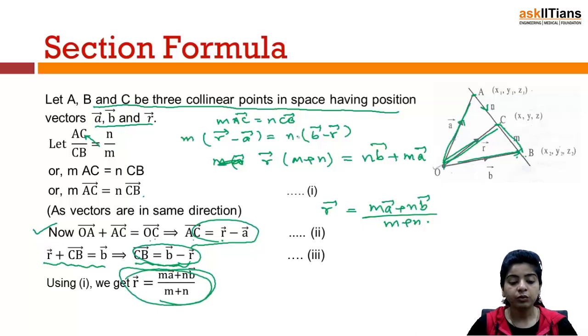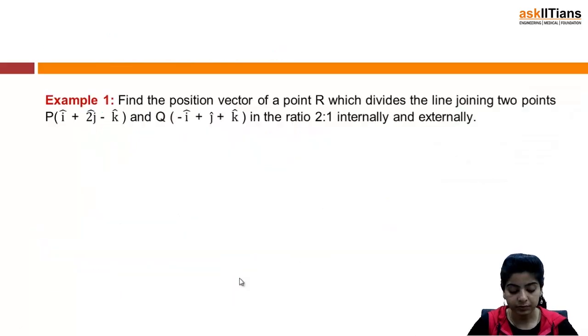So what you need to note here is that if you have a case like this, when this is A vector, this is R, this is B vector, and some ratio is given for these two sides, then in that case your vector R would be MA plus NB by M plus N. A and B are vectors, right? So just keep this formula in mind. Let us solve some questions based on this. You will be able to understand it quite easily.